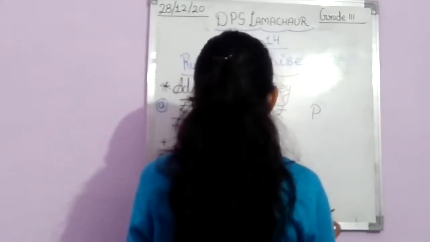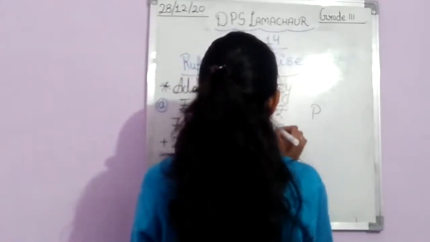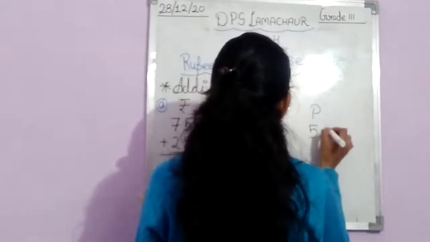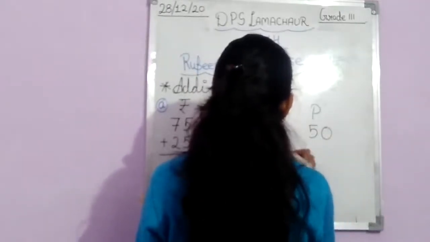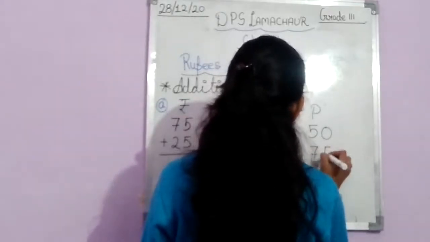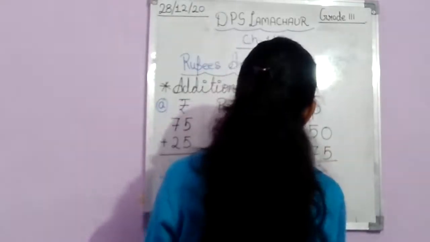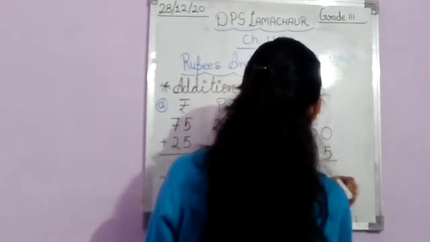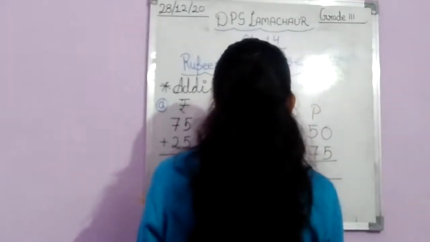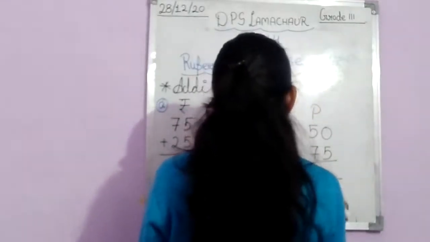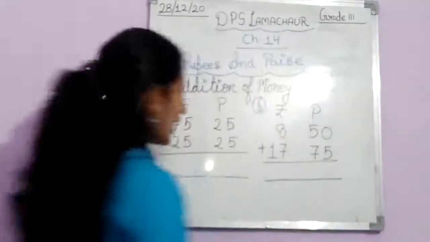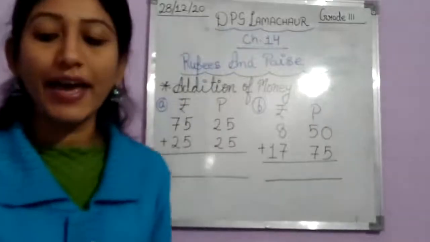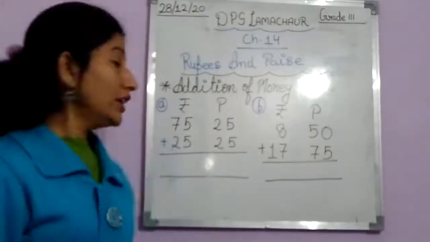Let's see the next one. What is it? 8 rupee 50 paisa, and then 17 rupee 75 paisa. We can say paise because when we say paisa, it represents the singular form. We have to say paise because here we are talking about more than one. Now here also we have to do addition.